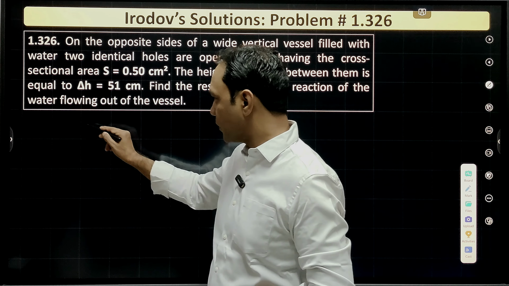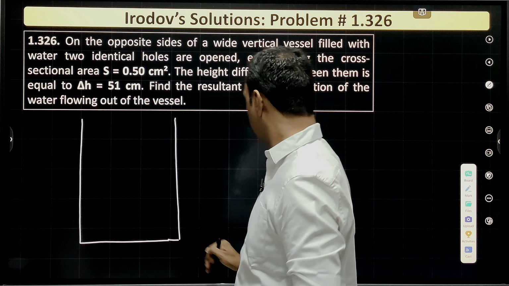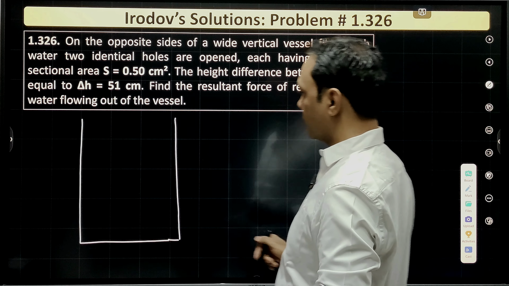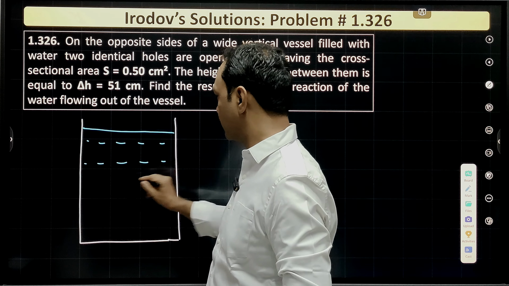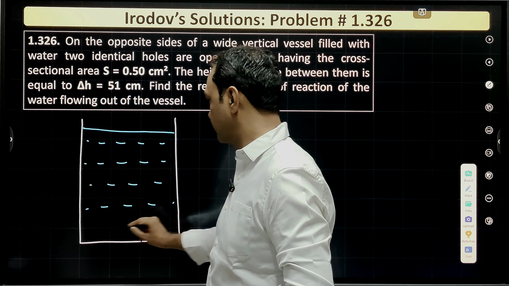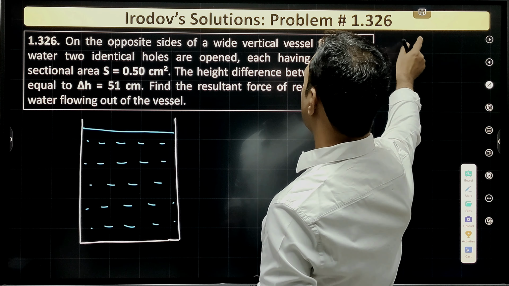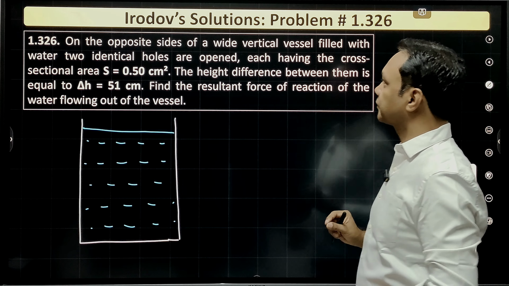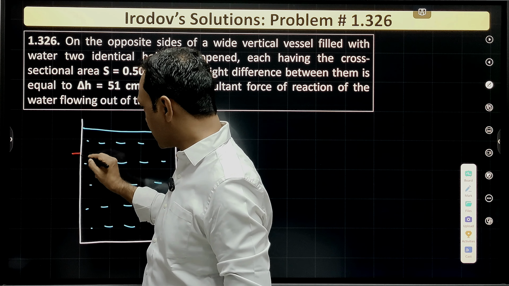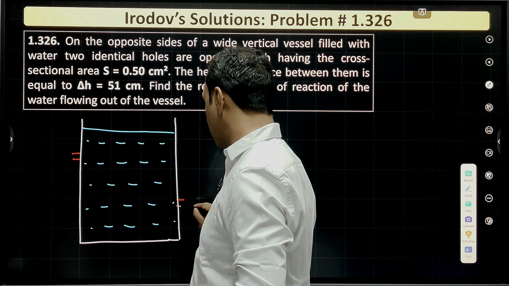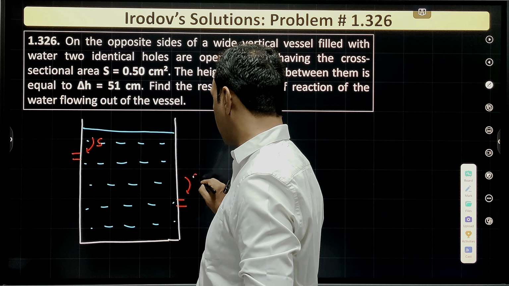Right? Suppose we have this vessel, and this vessel is filled with water like this, and on the opposite sides two identical holes are open. Suppose there is this hole here, and here is this hole. Both have area S. This also has area S.